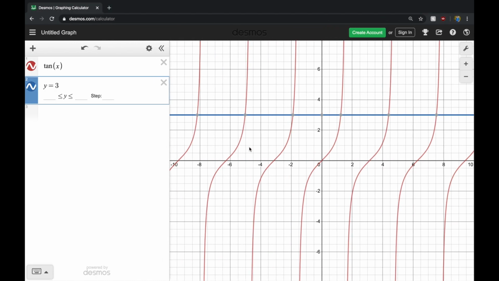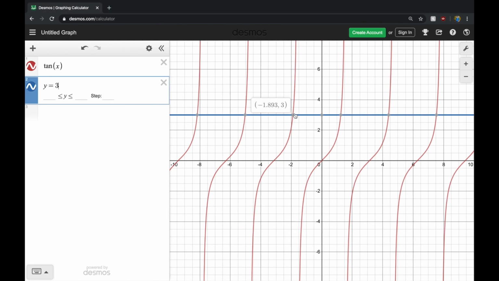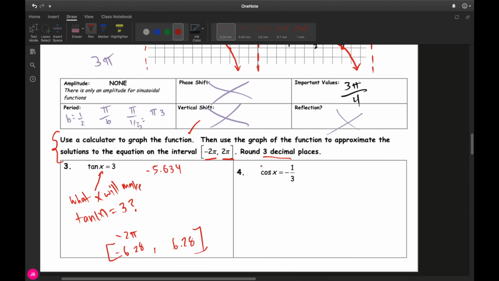So we go back to Desmos and see, okay, 6.28 is around over here, so it looks like we have 1, 2, 3, 4, and this one is over 6.28, so we're not going to use that one. But it looks like we have 1, 2, 3, 4 solutions. And we see that the first one, which is already rounded to 3 decimal places, is negative 5.034. The next one is going to be negative 1.893.